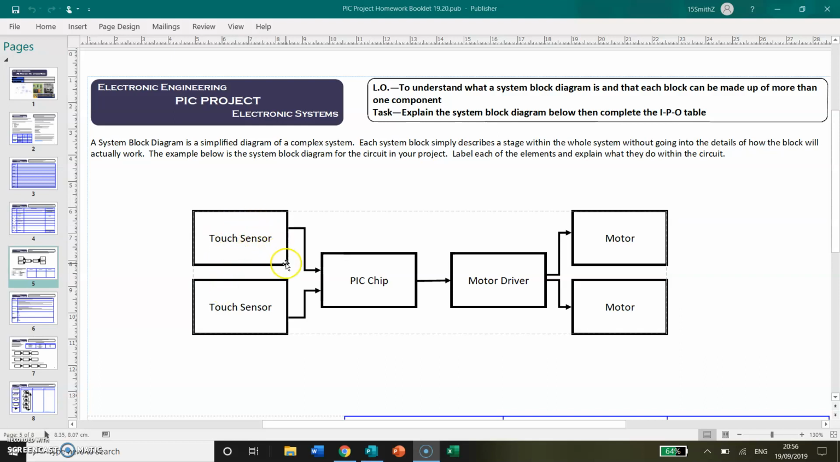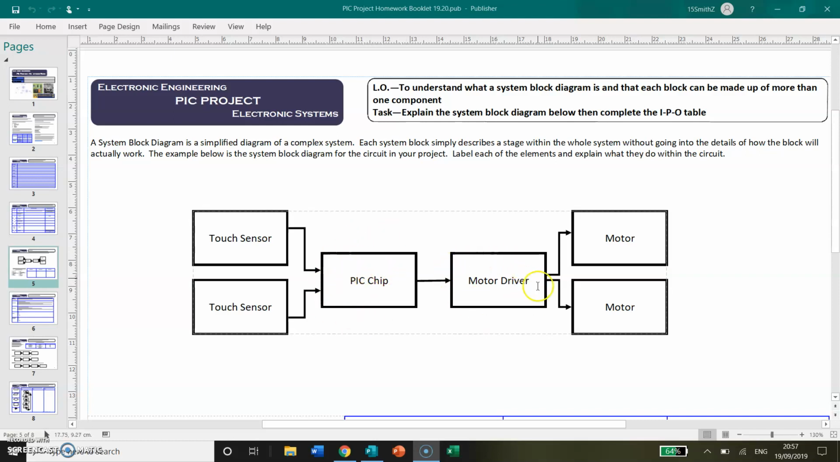But those touch sensors, they need to put their signal into a PIC chip. Once again, there's a whole range of different PIC chips that we could choose. There's various components you need to go with a PIC chip to get it to work. We're not interested. System block diagrams give you a simple visual way of understanding what your whole system needs to do. It's not looking at the nitty gritty. So we're just saying, yep, there's a PIC chip.